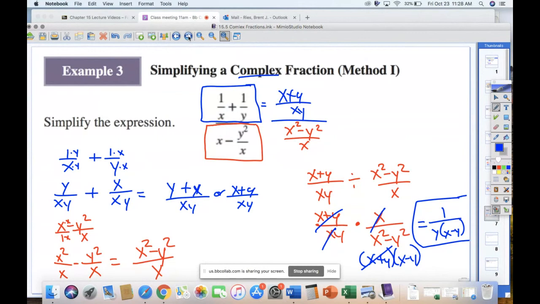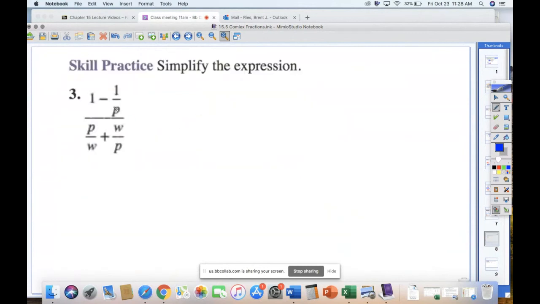Let's try another one. 1 minus 1 over p divided by p over w plus w over p. Write this one down. Let's try it.